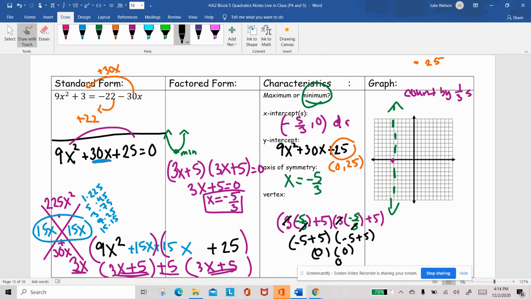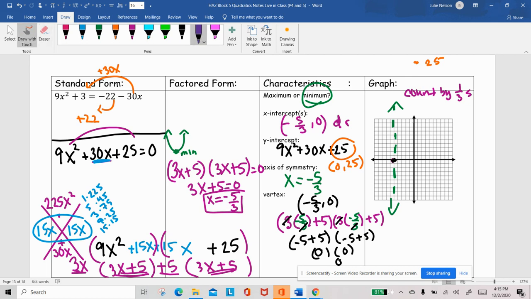So what number did we plug in? We plugged in -5/3. And what number did we get out? We got 0. So just like the last one, our x-intercept also happened to be our vertex. Okay. So we know this parabola is going up. So therefore, I don't want to go like this. You see how that would be going down. That's not correct. I want to make sure it's going up.